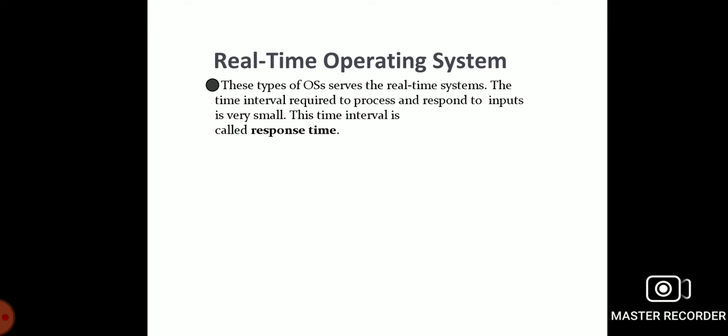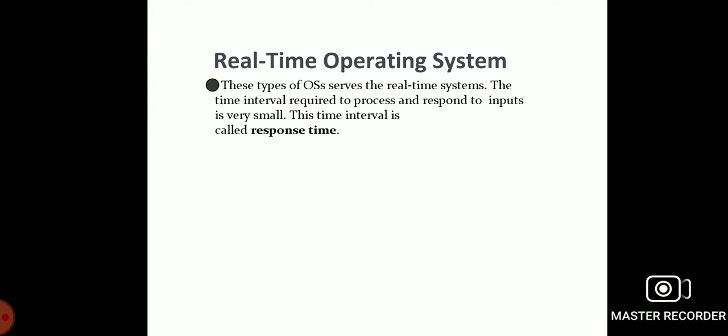And finally, the real-time operating system. These types of operating systems serve real-time systems. The time interval required to process and respond to input is very small. This time interval is called the response time. Real-time systems are used when the time requirements are very strict, like missile systems, air traffic control systems, robotics, etc.